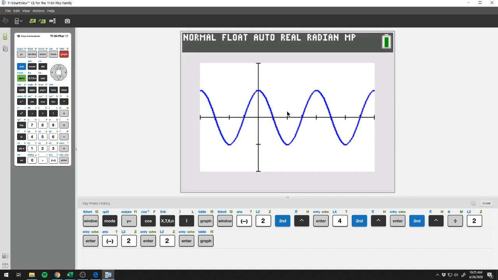Each one of these hash marks is a pi over 2. So we start at 0, then at pi over 2, we're in the middle. Then at pi, we're at the bottom. 3 pi over 2 is in the middle. At 2 pi, we're at the top. And it just repeats its shape.